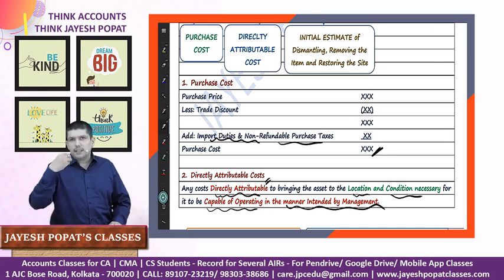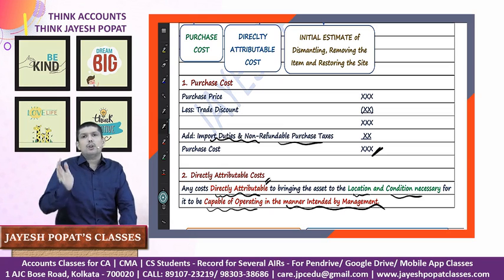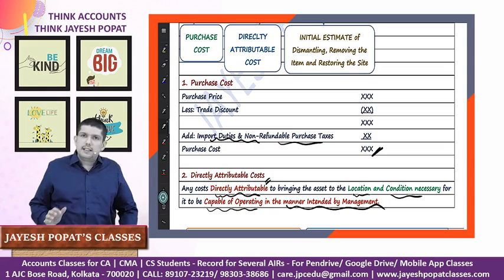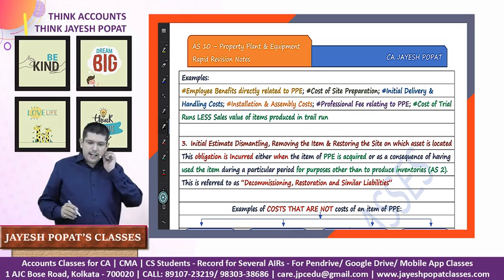As the management was intending to use the asset, right, now that particular asset is in that position. Till that time, whatever directly attributable costs or necessary costs are incurred has to be considered as the cost of the item of PP. Then we'll take an example of directly attributable cost.